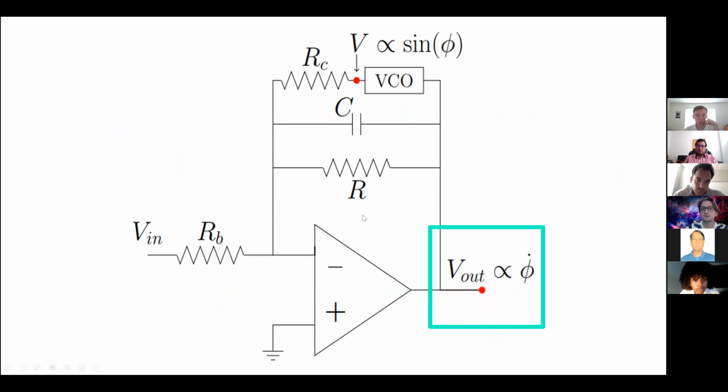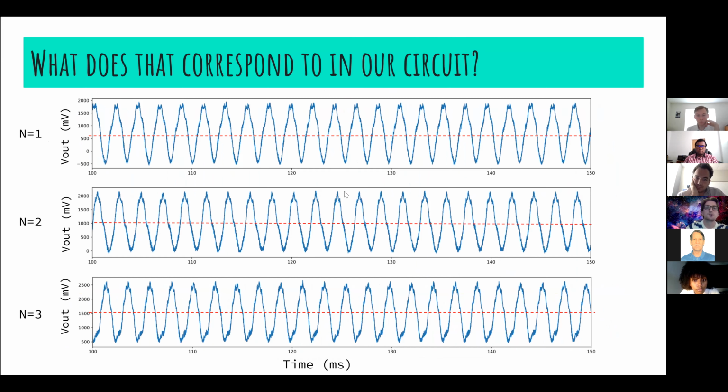So returning to the simplified version of the circuit, just to reiterate, the V out that you get across your junction, or in our case, the average V out, is going to be proportional to the average phi dot for our junction's phase. And so turning back to the phase locking with the pendulum, what does that correspond to in our circuit?